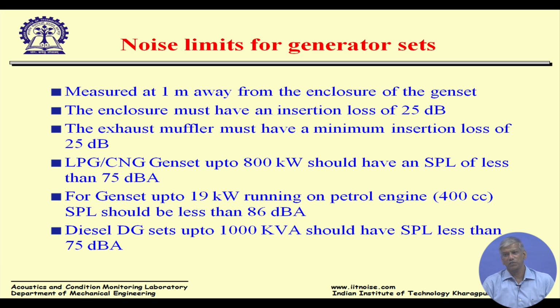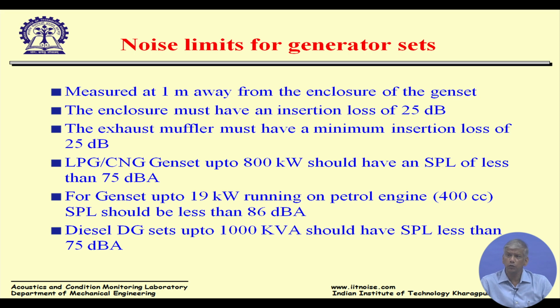Again, noise limits for generator sets. Today you would see the large generator sets come with some sort of a protection device, usually in the form of an enclosure, and there are only a few exceptions. Defense establishments are exempted because of criticality of the requirements, and they operate in remote areas, etc. But I will not read into this. This enclosure must have an insertion loss of 25 decibels, and if you put any exhaust muffler, it must have a minimum insertion loss of 25 decibels, and depending on the power of the DG sets, it could only have so much dBA as measured, and things will be peaceful.